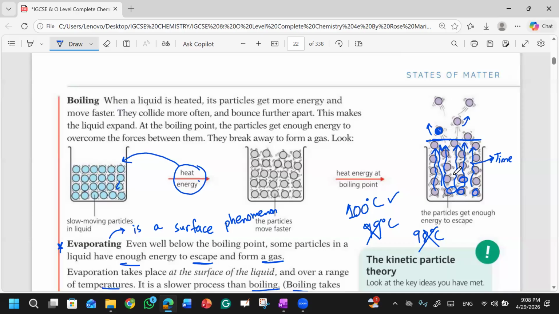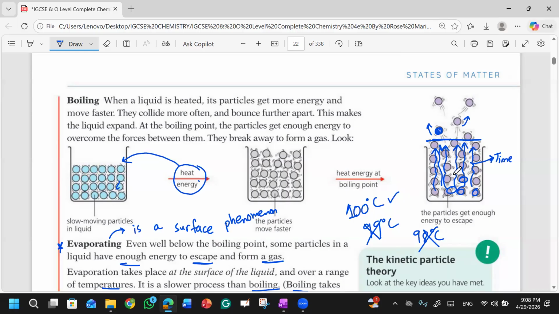Firstly, keep in mind and remind this to yourself. What is evaporation? Where does evaporation happen? Evaporation happens on the surface of the liquid.